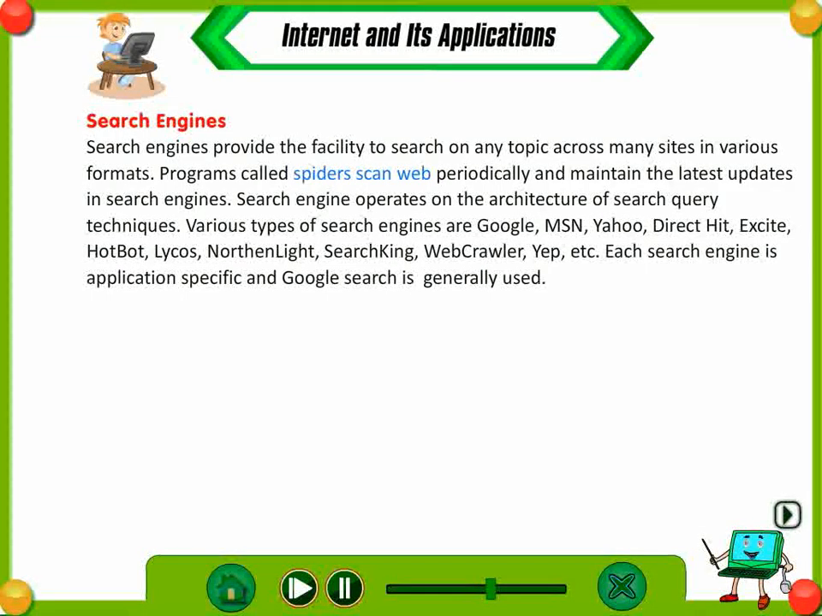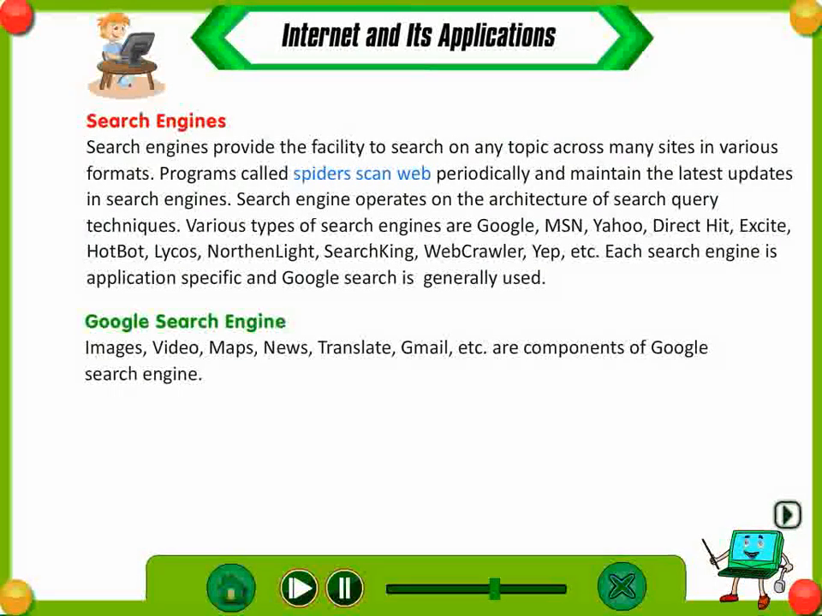Various types of search engines are Google, MSN, Yahoo, DirectHit, Excite, Hotbot, Lycos, Northern Light, SearchKing, WebCrawler, Yelp, etc. Each search engine is application specific, and Google search is generally used. Google search engine: images, video, maps, news, translate, Gmail, etc. are components of the Google search engine.